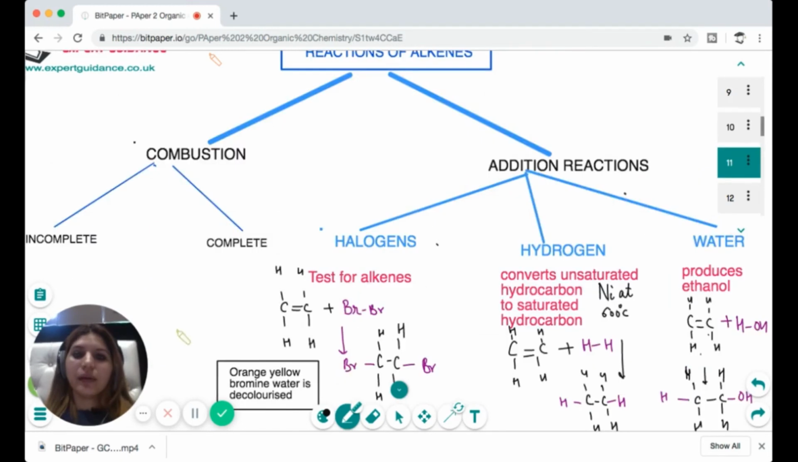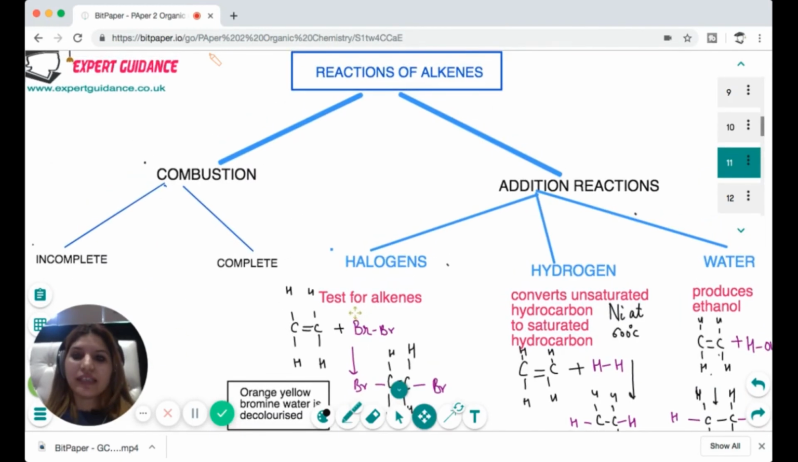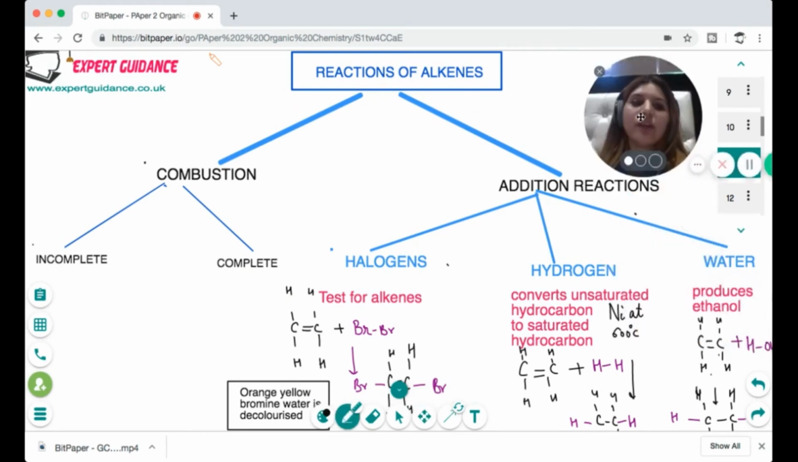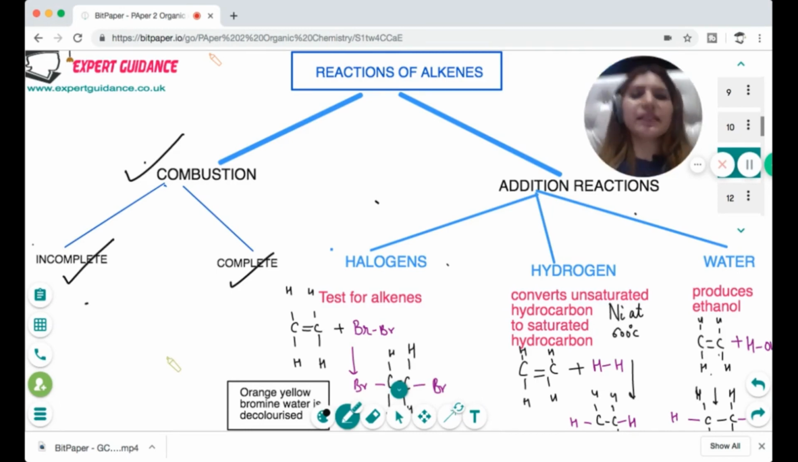Now, what are the reactions of alkene? This is very important. Watch it very, very properly and make sure you are able to write these reactions. First is combustion. Combustion is both complete and incomplete. So you can take any alkene, react it with oxygen. If it forms carbon dioxide and water, it is complete combustion. And if it forms carbon monoxide and water, it is incomplete combustion.